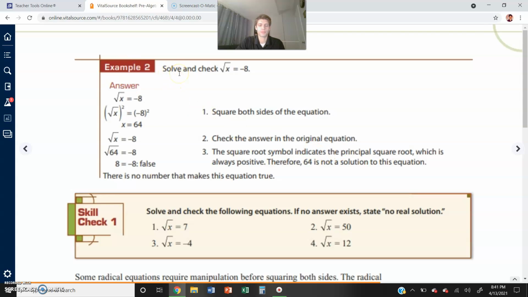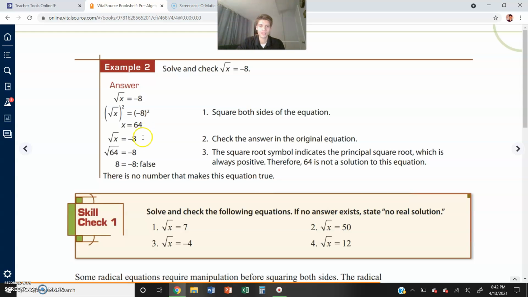Skill check 2. Example 2. It says solve and check. We're given the square root of x is equal to -8. Now, if we do our formula, the inverse operation, we square both sides, we get what's inside, which is x. We square -8. -8 times -8 is positive 64. And you're like, 64 is the answer.